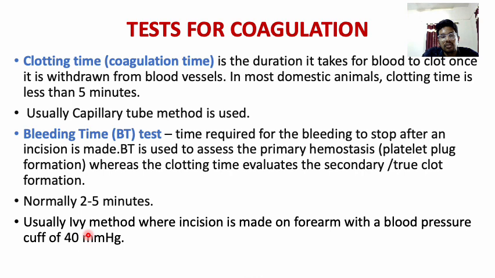Here, the bleeding time is usually measured by the Ivy method, where the incision is made on the forearm and a blood pressure of 40 millimeter Hg is kept.